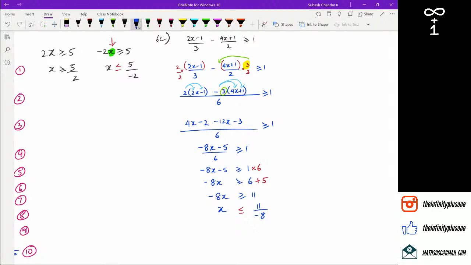So in maths generally, we don't actually leave negative numbers in the denominator. So we just rewrite this as -11 over 8. That's basically it. But if you do leave your answer as 11 over -8, then that's all good as well.